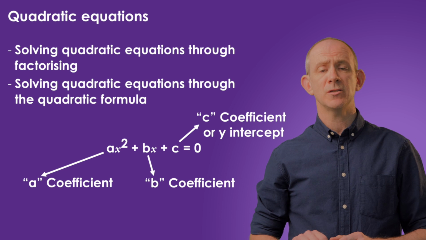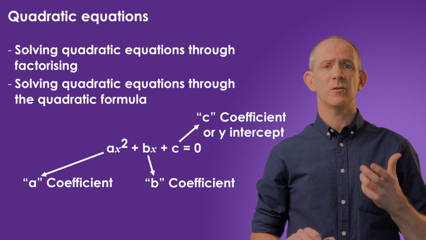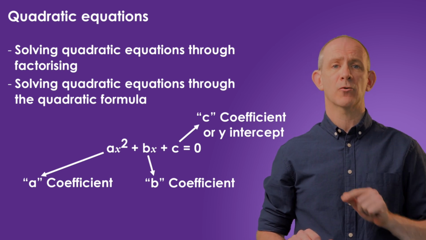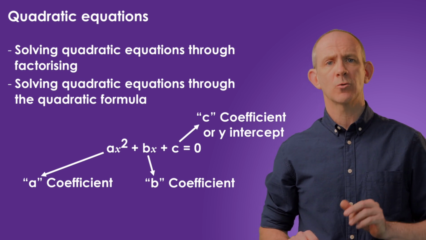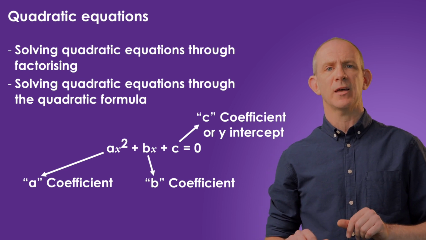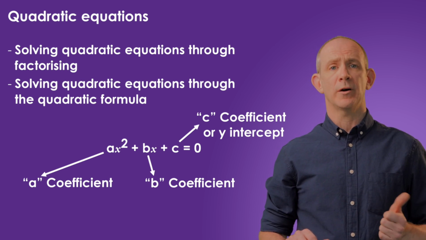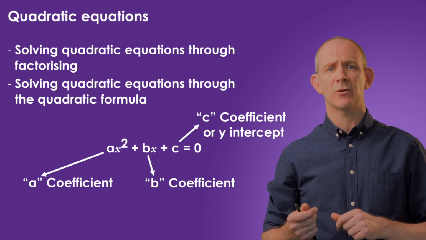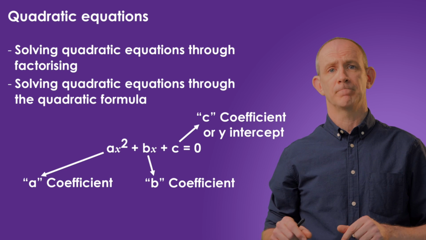As with linear equations, the c coefficient is also referred to as the y-intercept, as it's the only value left when the value of x is 0, and it's where it crosses the y-axis. When we talk about solving quadratic equations, it's important to understand that it means finding the values of x when y equals 0. We know that if the product of a multiplication is 0, it means that one of the factors of that multiplication must have been 0.